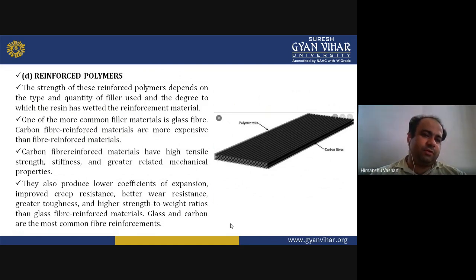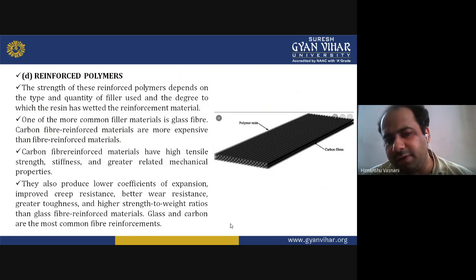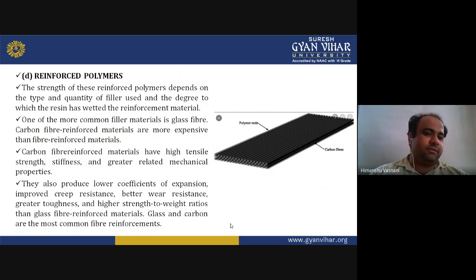Now, the strength of this reinforced polymer normally depends on the type and the quantity of filler used and the degree to which the resin has wetted the reinforcement. What is the more common filler material? Glass fiber is the common filler material. Now, carbon fiber reinforced materials are more expensive than glass fiber reinforced materials.